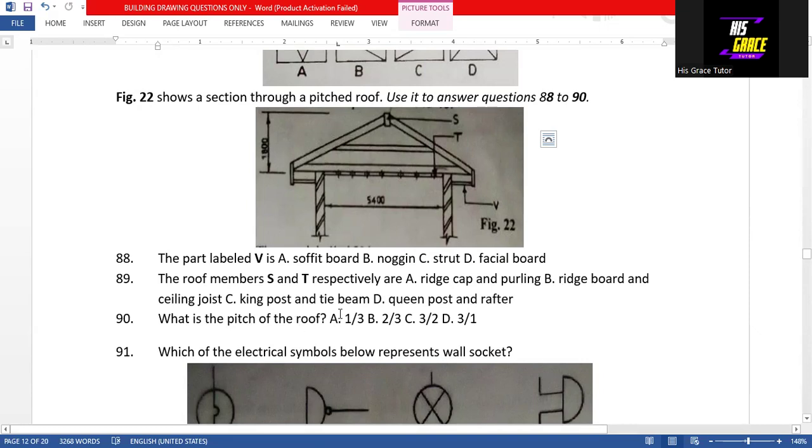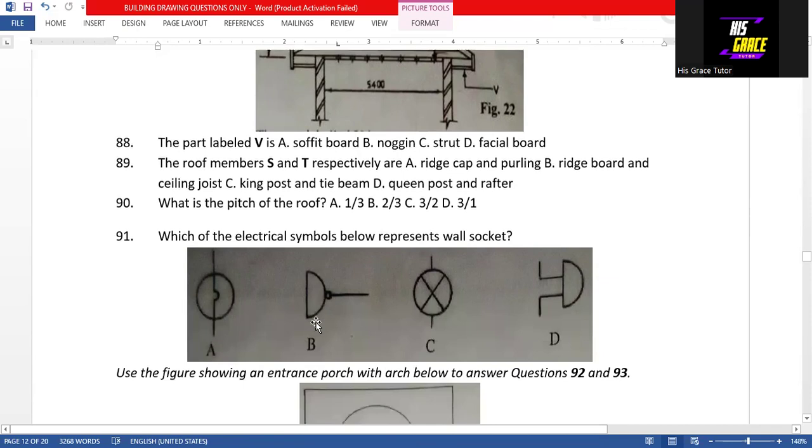The pitch angle of the roof is 1/3. So we have to divide 1,800 by 5,400. That's how we get the pitch, the rise over the run. So this is the run. The run is 5,400. The rise is 1,800. So the answer is 1/3. That's option A to question 90.